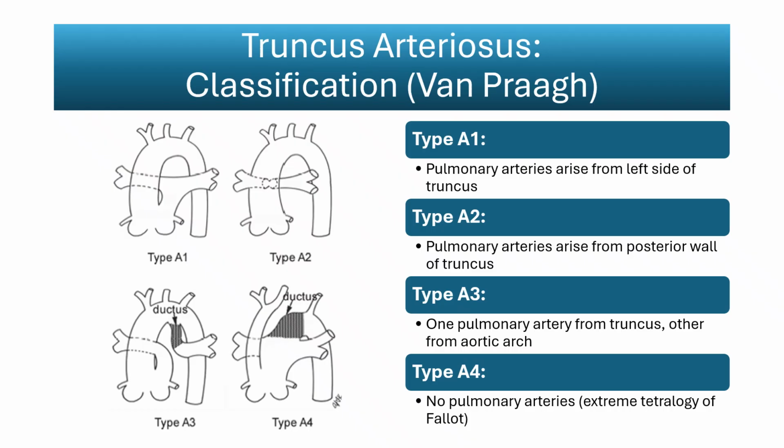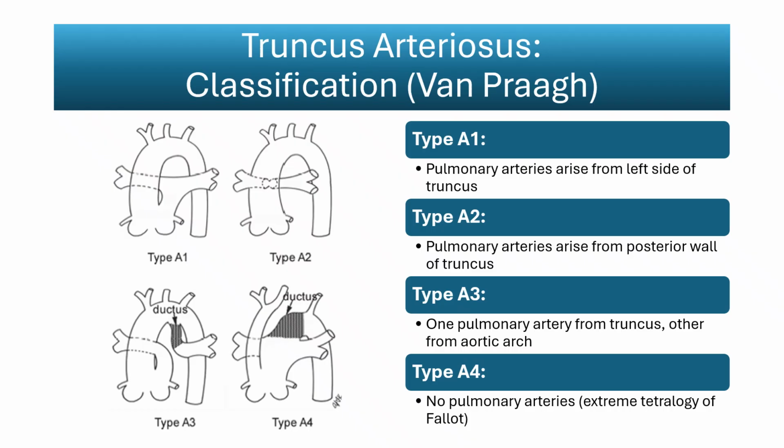In type A3, one pulmonary artery comes off the truncus while the other originates from the aortic arch, creating asymmetry and surgical complexity. Type A4 is the most severe form, with absent native pulmonary arteries, functionally resembling an extreme variant of tetralogy of Fallot, dependent on collateral supply. This system matters because it guides operative planning.